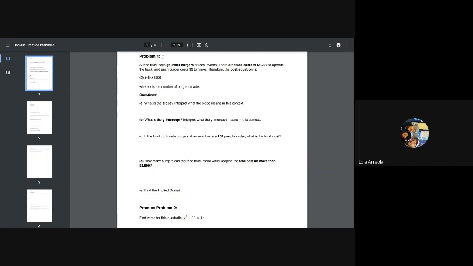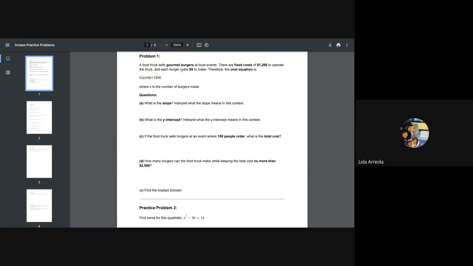Right now they're not even talking about how much they're selling at all. This is just an equation for the cost of the owner of the food truck. So this is what the owner is spending. The owner spends, regardless of whether they sell anything, $1,200 just to operate the truck. So that might mean rental costs, maybe buying the stove, the material, whatever. That's their fixed cost. They're going to spend $1,200 no matter what.